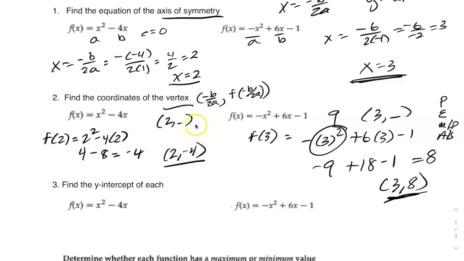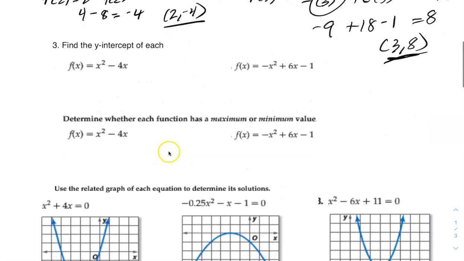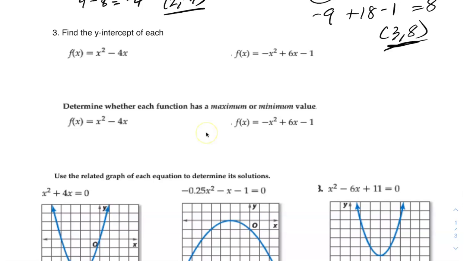So again, you have the axis of symmetry, right? Negative b over 2a. If you want to find the vertex, well, the axis of symmetry is the x in the vertex. Then you just plug into the equation and get the y in the vertex. Find the y-intercept of each. Okay, the y-intercept just means x equals 0. That's how you find the y-intercept. So plug in 0 for x.